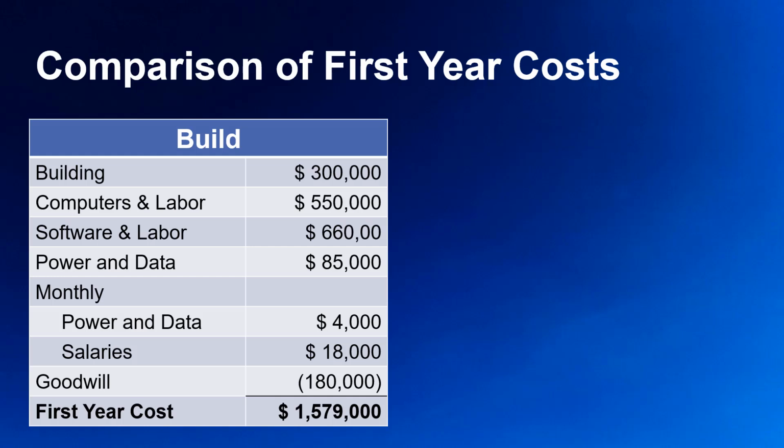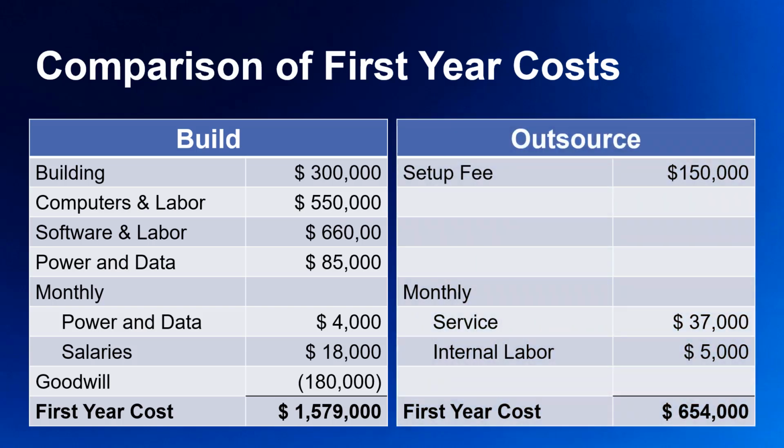First, here's the option to build the facility themselves. The first year cost would have been to construct the building, staff it, and pay for power and data services. But they had also forecasted that the building would bring them new business because the community would be impressed with what they were doing. And that would offset some of the cost by $180,000. So the total first year cost was $1.579 million. For outsourcing, though, on the other side, a lot fewer numbers, the first year costs were also a lot less. Setup and the service and management fees only came to $654,000.